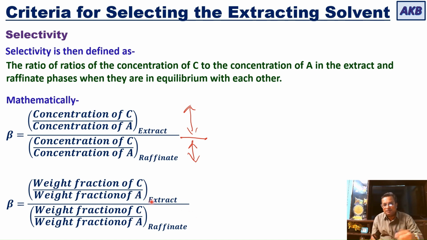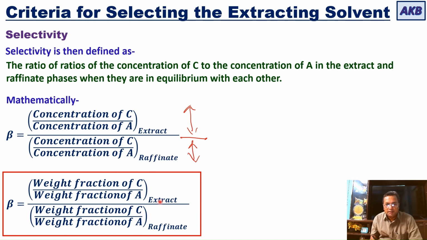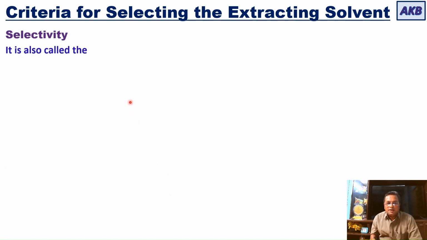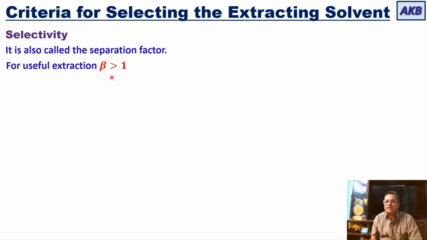We still have to understand how selectivity plays a role in the selection of the extracting solvent. We are going to understand that shortly. So this is the mathematical expression for selectivity. Selectivity is also called the separation factor, and for useful extraction, selectivity has to be greater than 1.